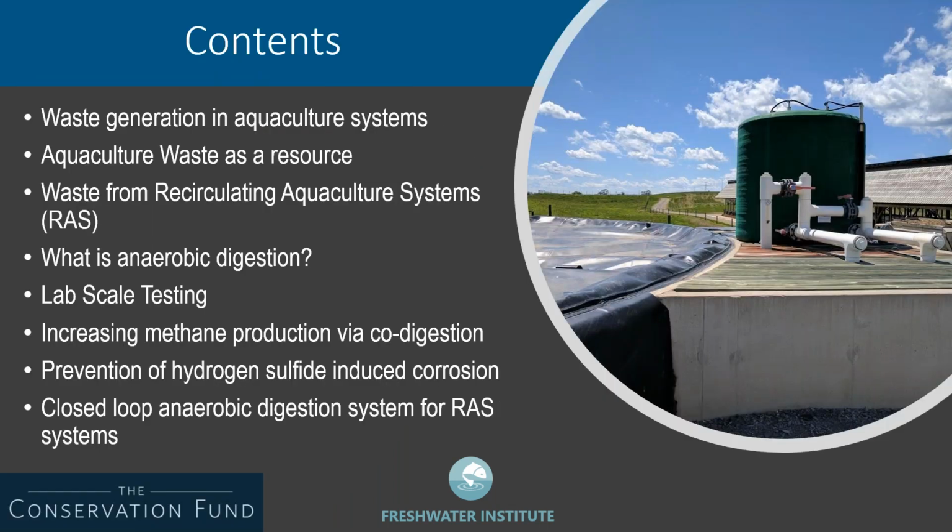We'll start off with a little introduction on waste generation in aquaculture systems and how this waste can be used as a valuable resource. Then we'll focus on RAS waste and how we can utilize it for anaerobic digestion. Following that, we'll get into some of the basics of anaerobic digestion, and I'll talk about how we can use lab experiments to test the degradability of different waste materials. Then I'll talk a little bit about how we can improve the digestion process through the control of a byproduct known as hydrogen sulfide and through something known as co-digestion. Finally, I'll talk about how we can design a closed loop system for RAS facilities by utilizing the waste to its maximum potential.